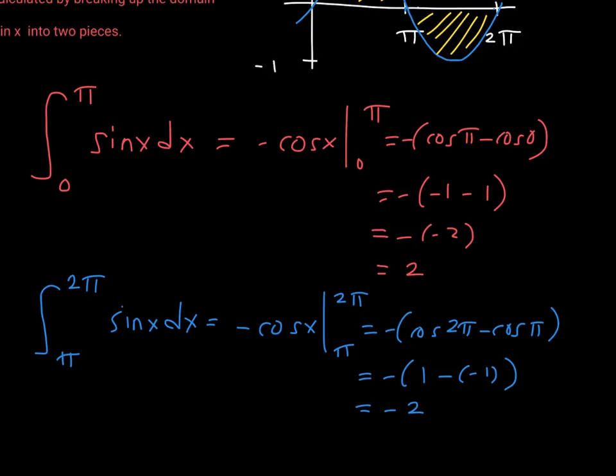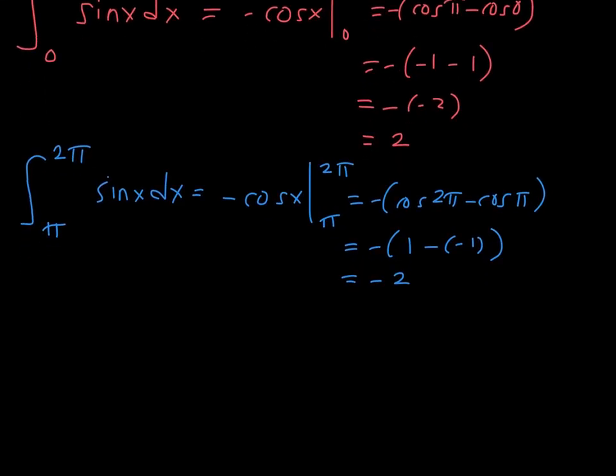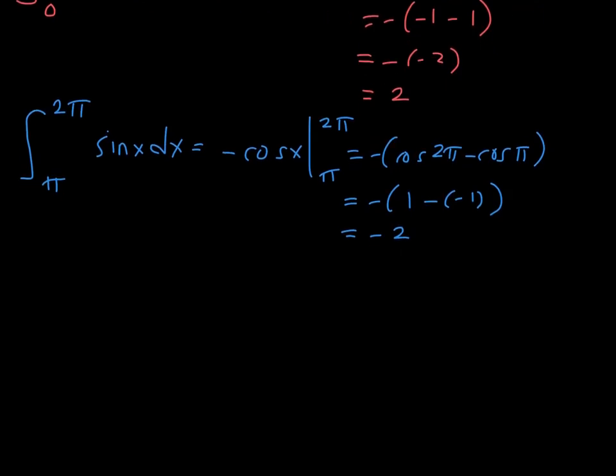Now, as far as what we're talking about right now, the question that we're considering is area. And so we know that area is non-negative. So what we're going to do is say the area is the sum of the absolute values of these quantities. All right? So we know the total area is 4.